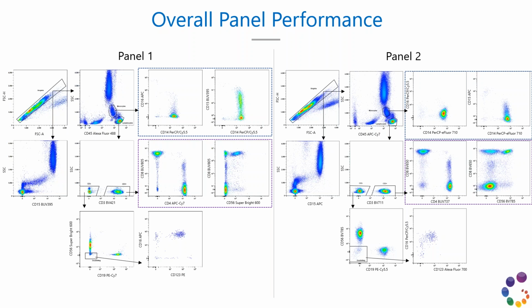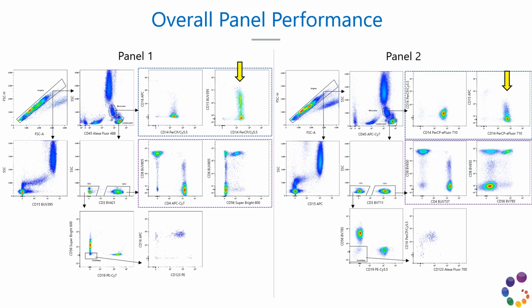And if you happen to change something in your panel and rerun it, you can do a comparison like I'm doing here, where I compare my first panel to my second panel and make sure all of my biexponential scales are identical across the two, so I can visually look for differences.